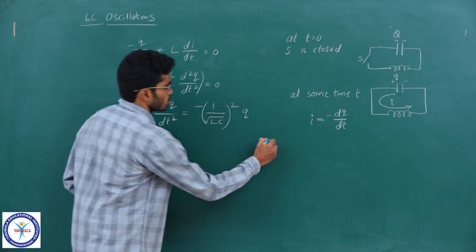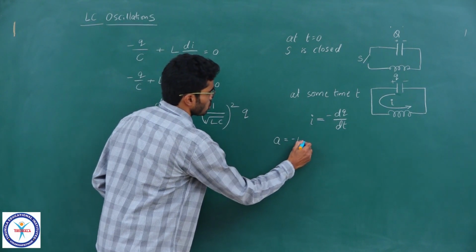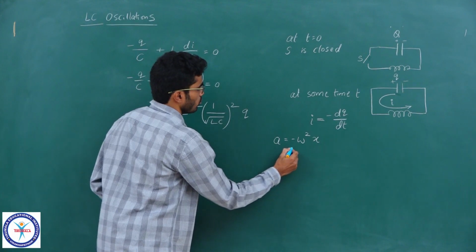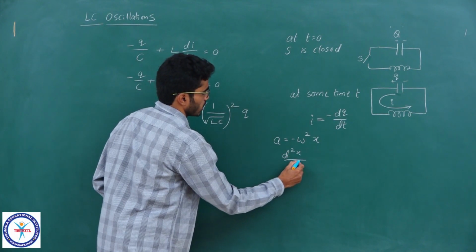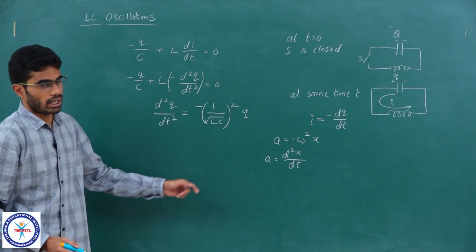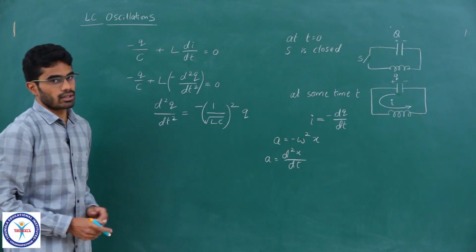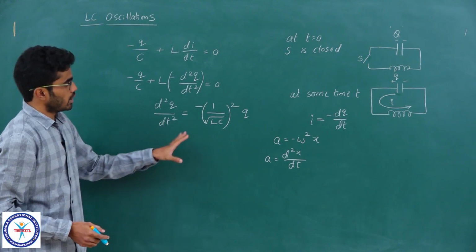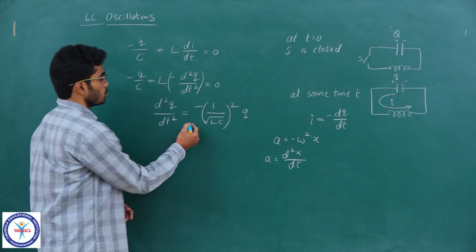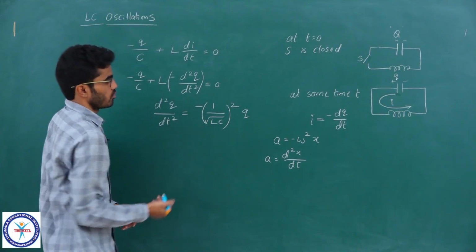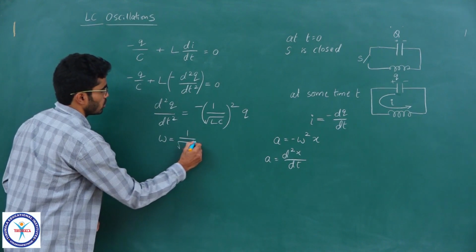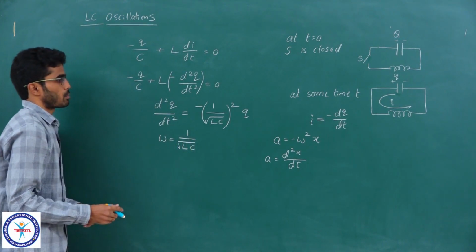From SHM equations, you know that acceleration is equal to minus omega square x, where a is the double derivative of x. Similarly, our variable here is q and its double derivative is this. So it is comparable to the SHM equation, which gives you the angular frequency of these oscillations. So omega will be 1 by root LC in this case.